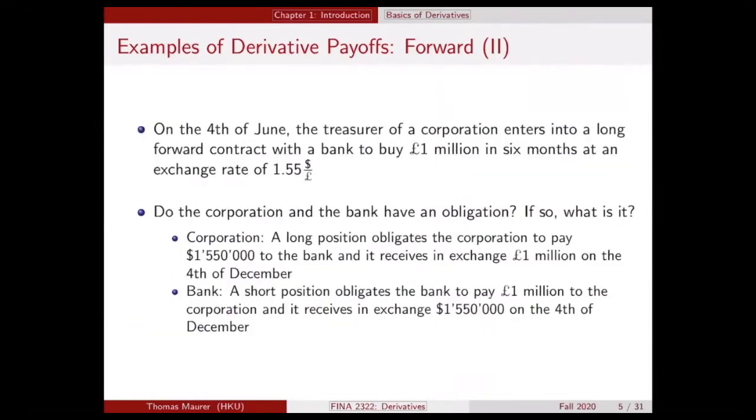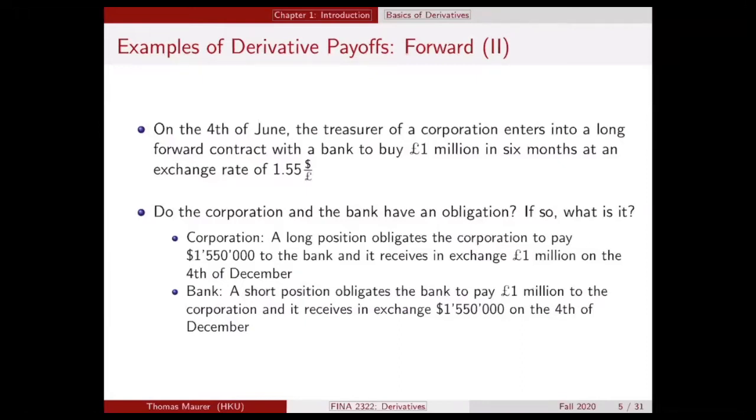So let's look at a more specific example of a forward contract. Let's suppose today is June the 4th, and let's say you're the treasurer of a corporation which enters into a long forward contract with a bank to buy 1 million British pounds in 6 months at a fixed exchange rate of $1.55 per pound. So what does this mean? Who has an obligation in this contract, and what is the obligation?